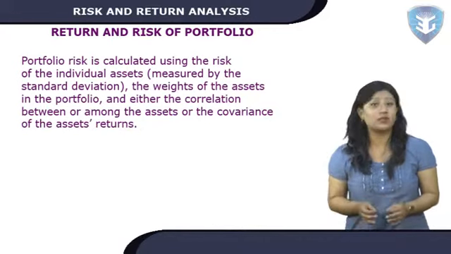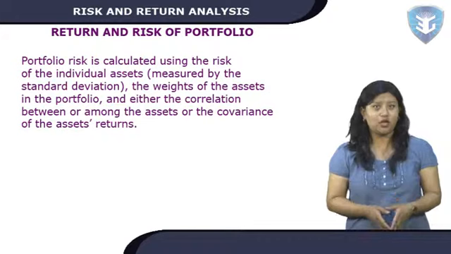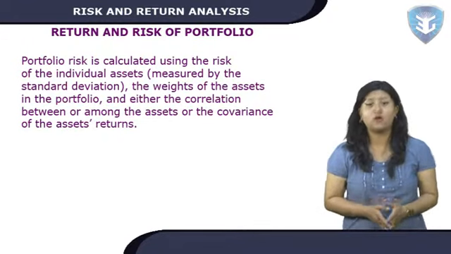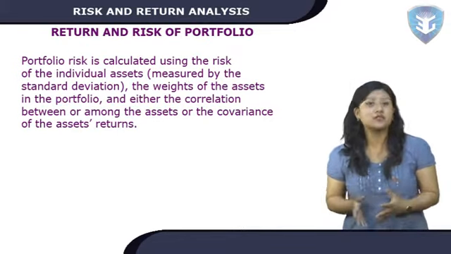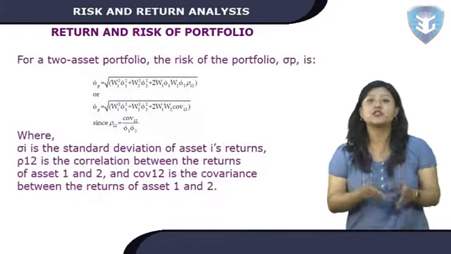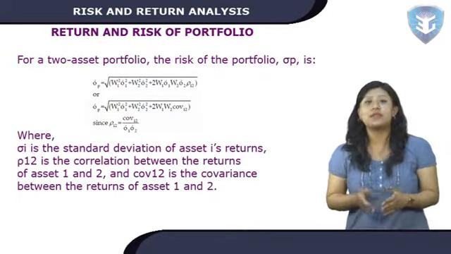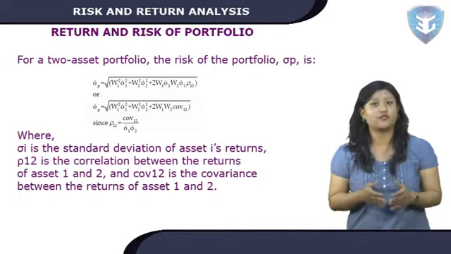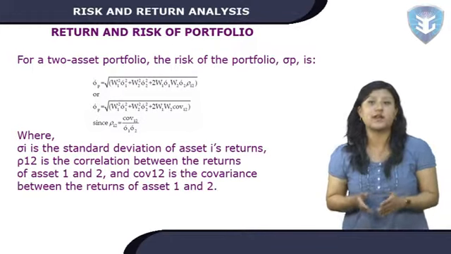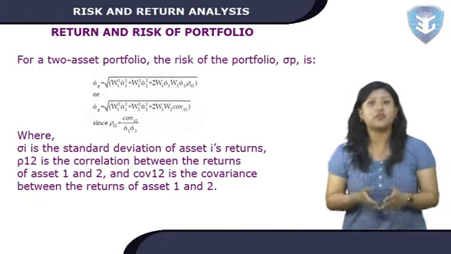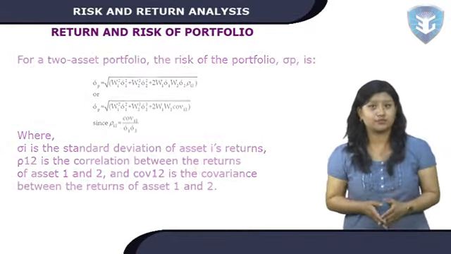Portfolio risk is calculated using the risk of the individual assets measured by the standard deviation, the weights of the assets in the portfolio, and either the correlation between or among the assets or the covariance of the assets' returns. For a two-asset portfolio, the risk of the portfolio, sigma P, is given by a formula where sigma i is the standard deviation of asset i's returns, rho 12 is the correlation between the returns of asset 1 and 2, and cov 12 is the covariance between the returns of asset 1 and 2.